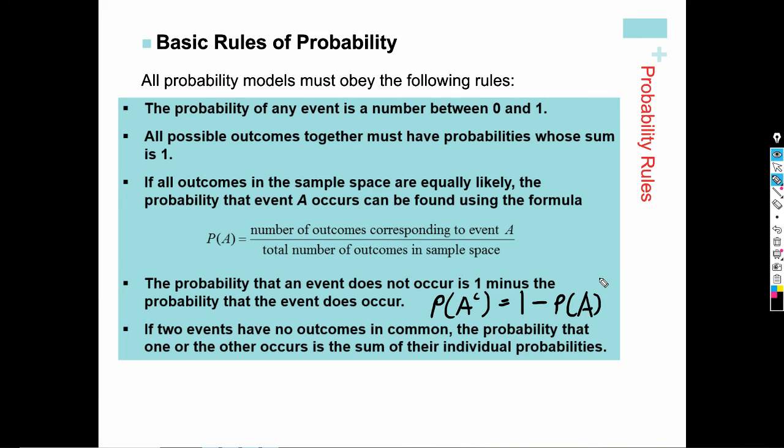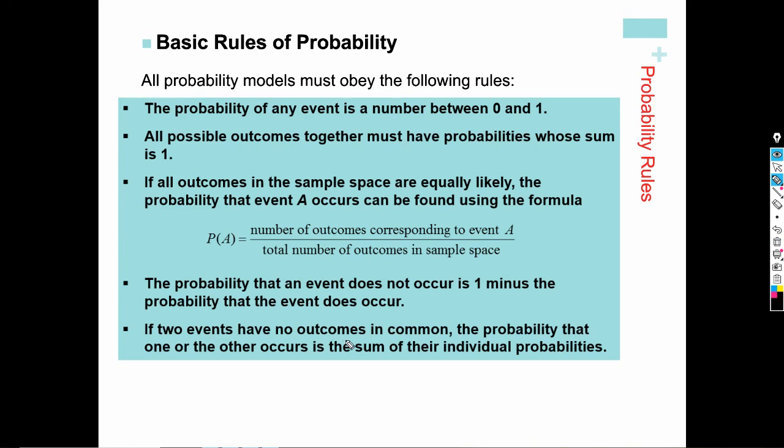We can do that by taking 1 minus the probability that it does occur, or we can do it the other way. So sometimes if you're asking what's the chance of something happening, it might be easier to ask what the chance is of it not happening. So we'll start to look at those as we go along here.